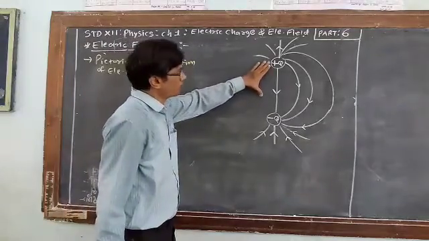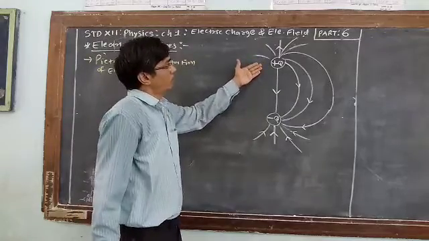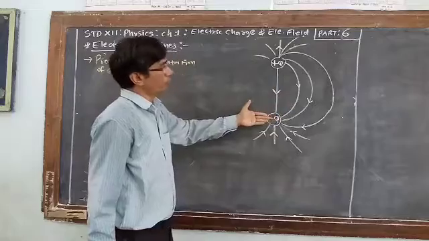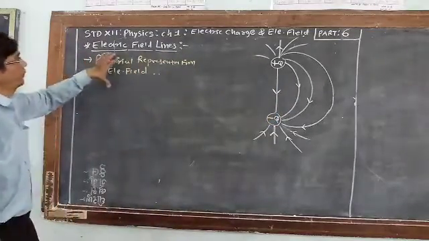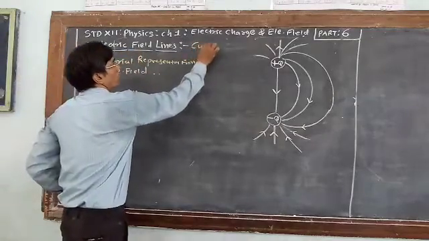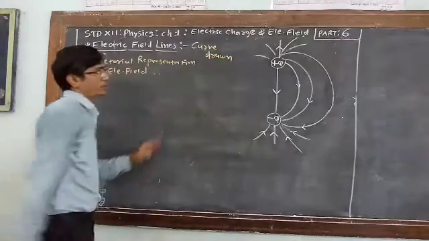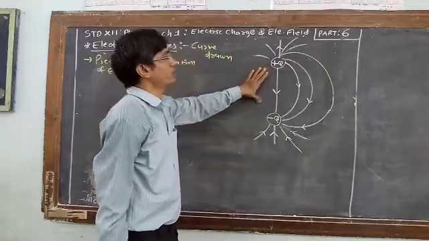Here we have taken the positive Q charge and this is the negative Q charge. The electric field lines are coming out from the positive Q charge and enter into the minus Q charge. So electric field line is the curve drawn in the field of the system of the charge.